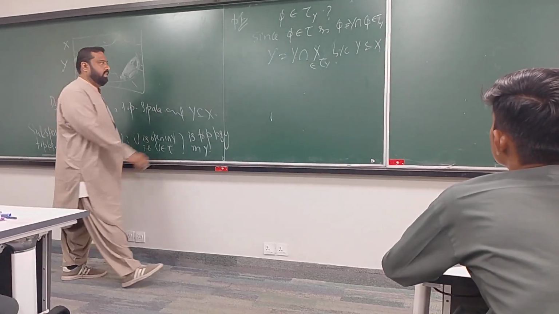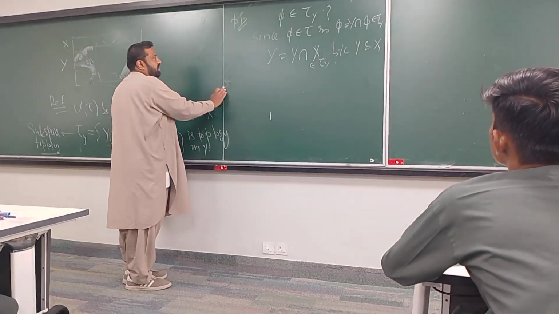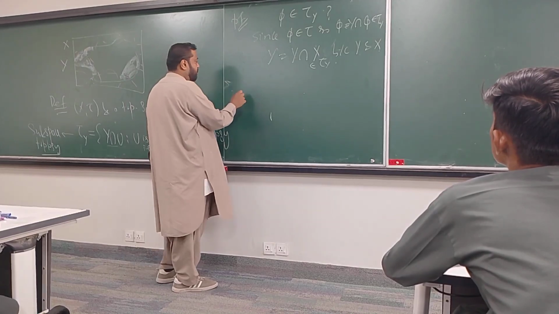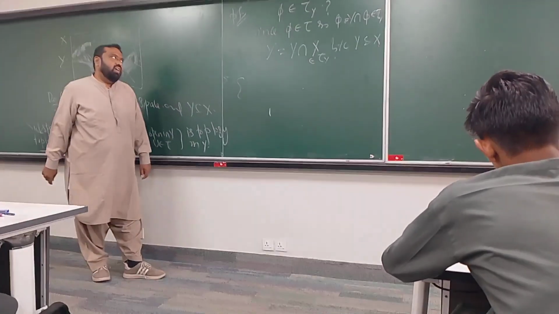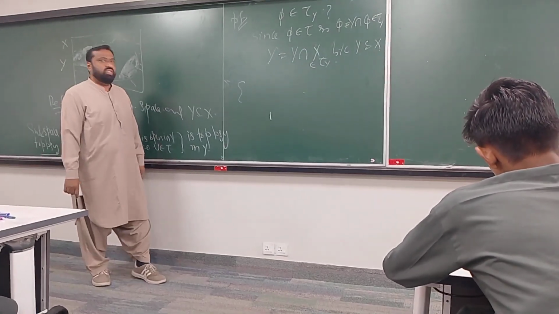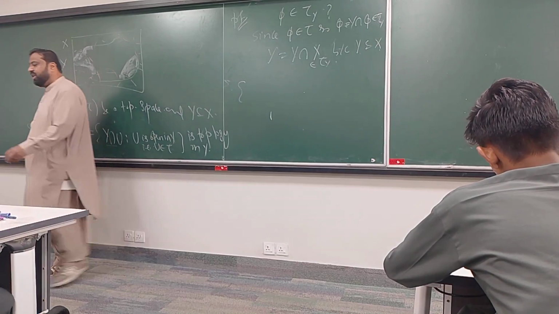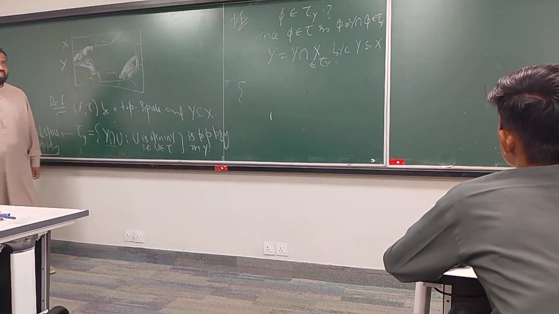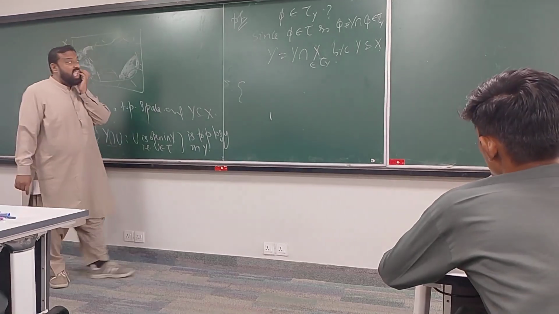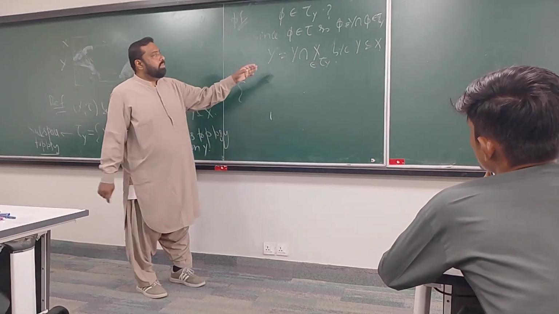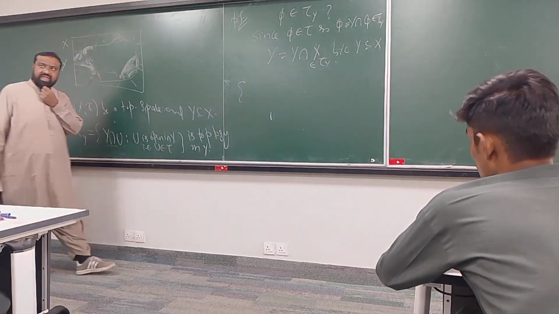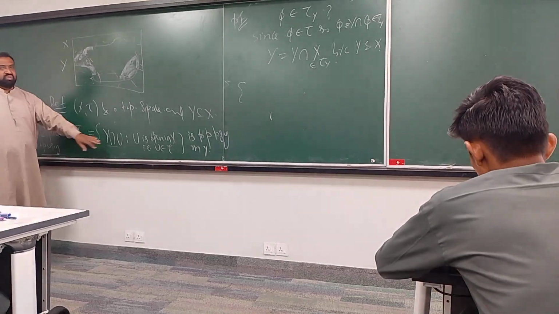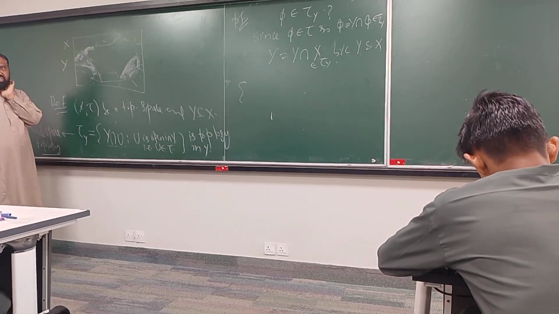Alright? I'm just going to do another property. Let me just show the third property, that an arbitrary union of open sets is open in Y. By the way, how would the arbitrary union look here, in this sense?